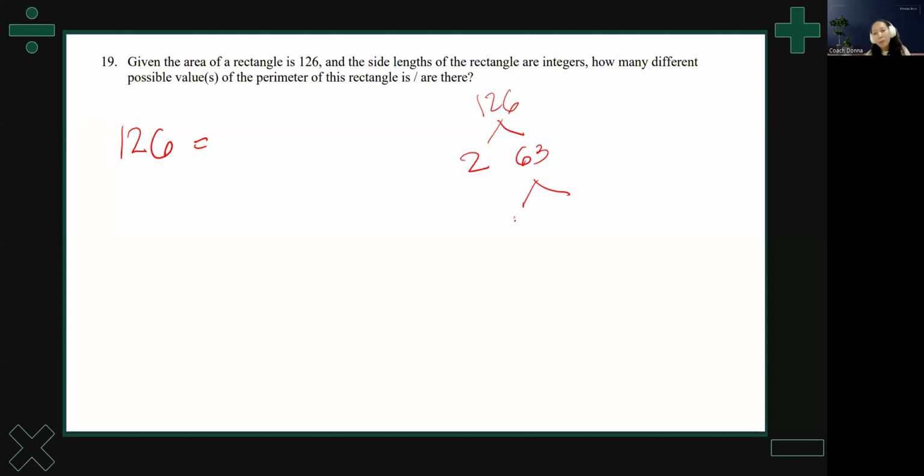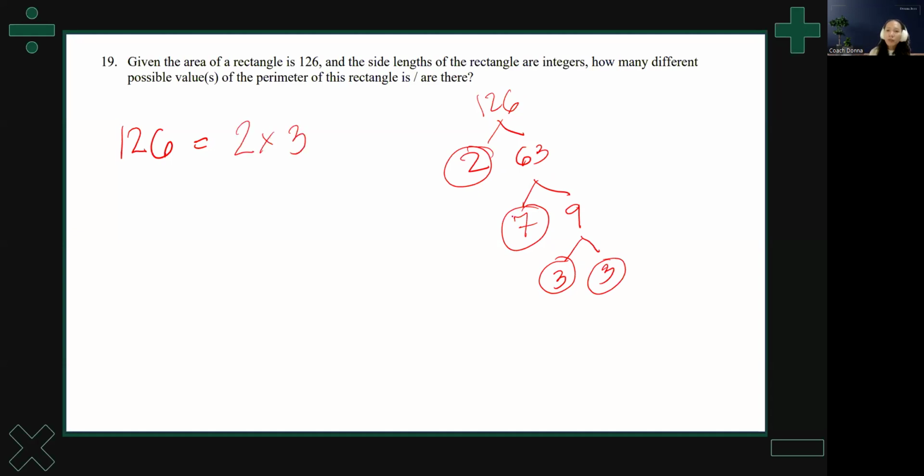Remember, 63 can be expressed as 7 times 9. The 9 can further be expressed as 3 times 3. And this is now our prime factors. So you have 2 times 3, we have two threes right there, so you have 2 as the exponent, times 7. All right? So 2 times 3 squared times 7.